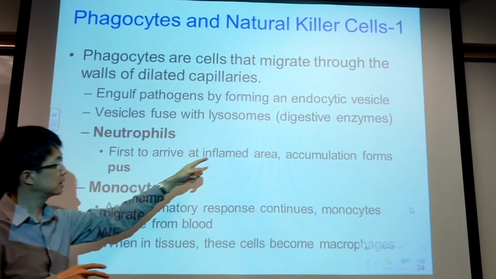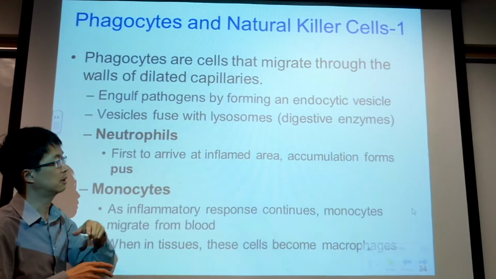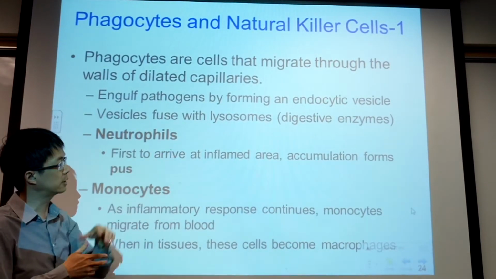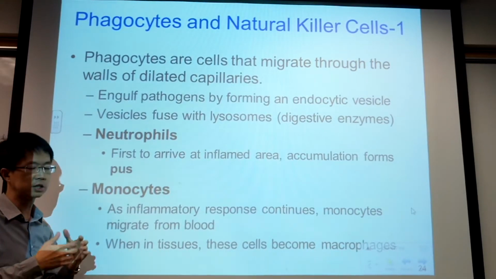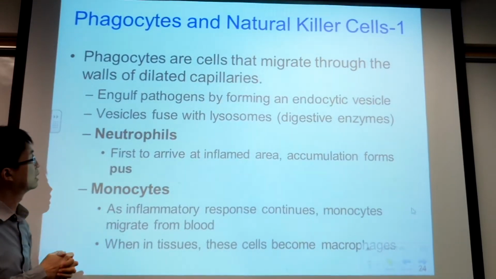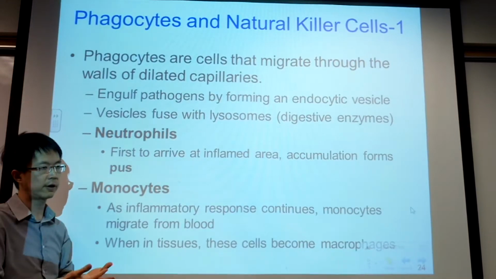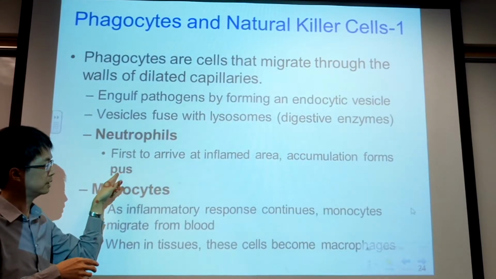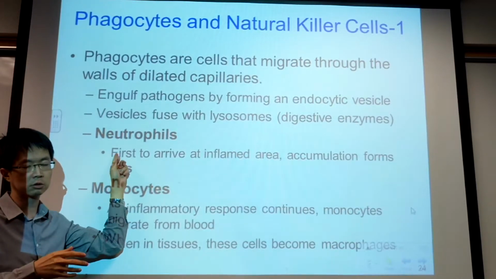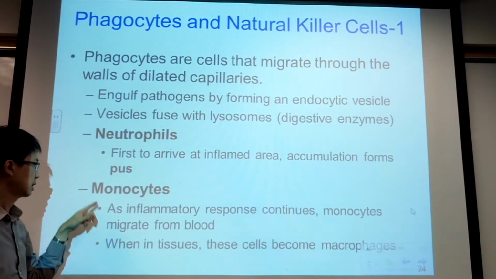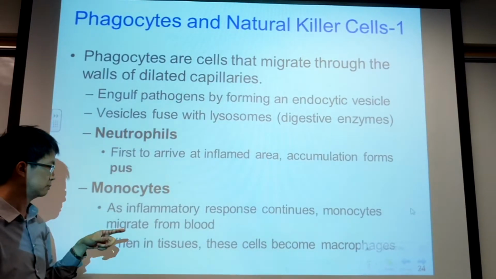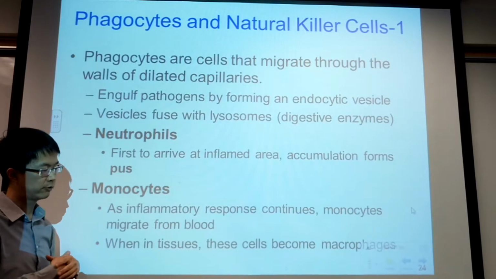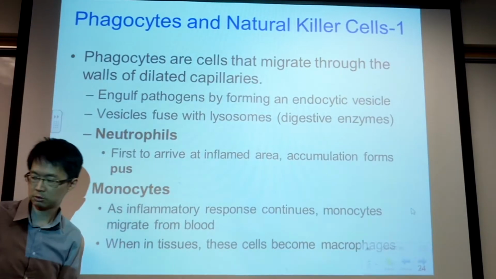So the endocytic vesicle is called phagosome. Phagosome will merge with lysosome so that the digestive enzyme can kill the pathogen inside the phagosome. And neutrophils can form pus. They can also do phagocytosis. Monocytes will become macrophages, which can also do phagocytosis.